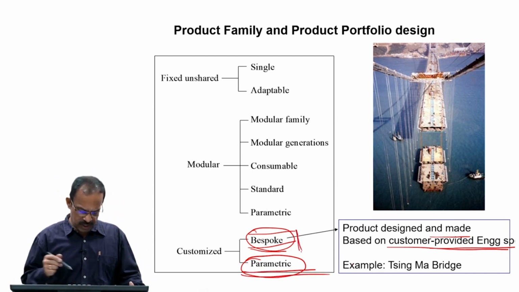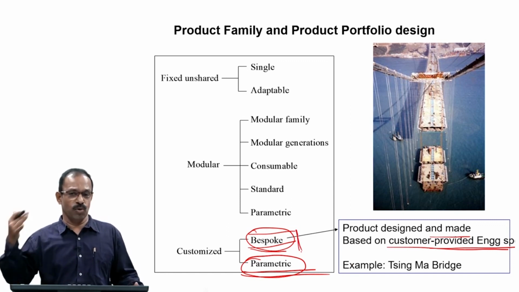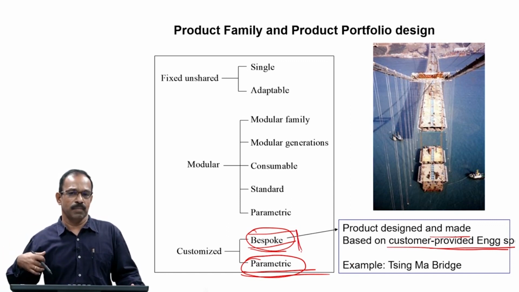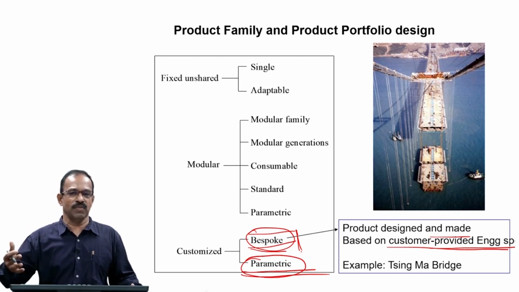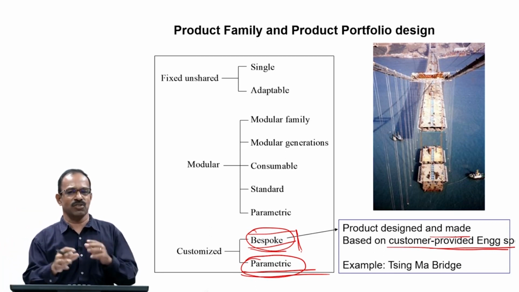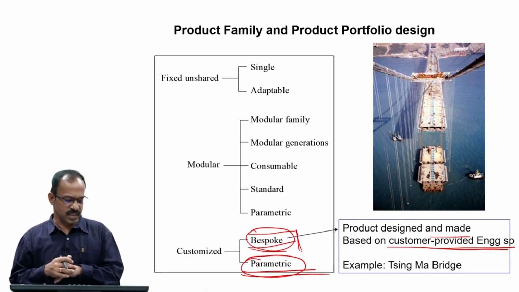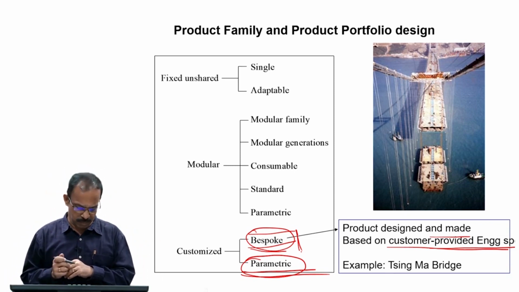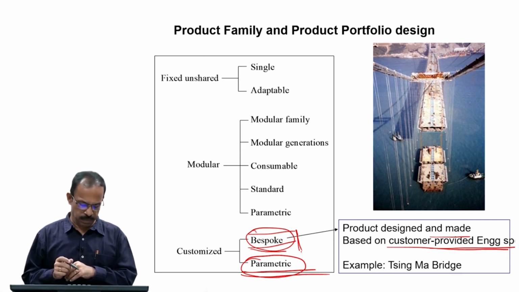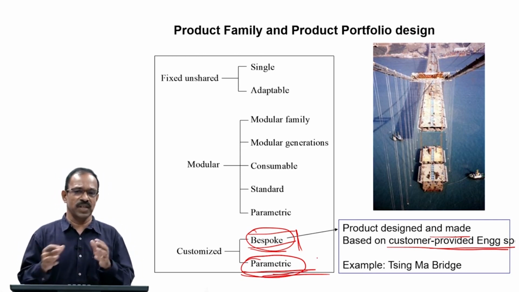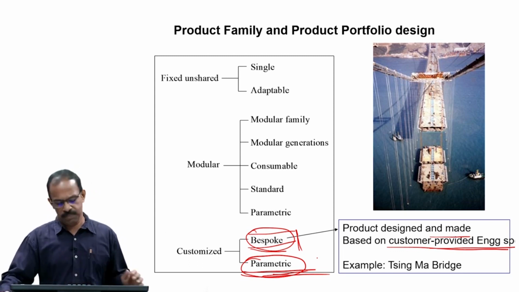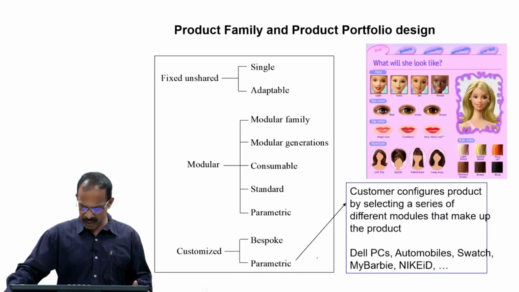So the first one is where there are no modules available with the manufacturer as per the requirement. The customer will give the engineering specification and the manufacturer will make accordingly and then give it. That is the customized bespoke architecture. But in the parametric, the customer will choose from the existing modules and then get the product. That is the customized parametric design.